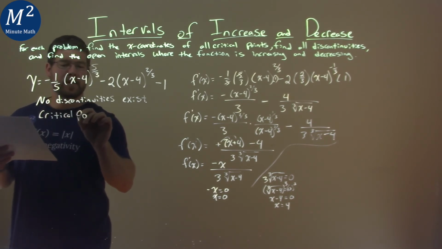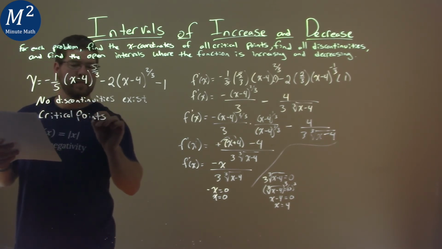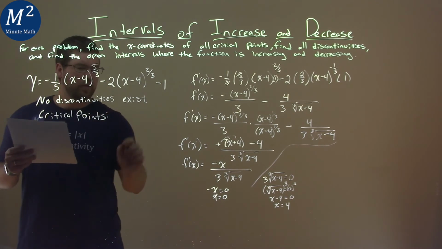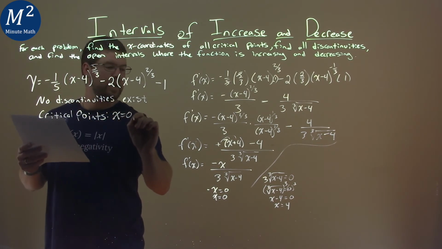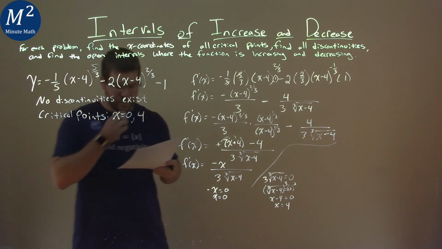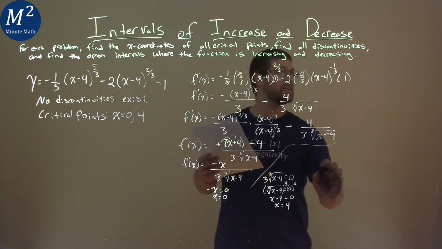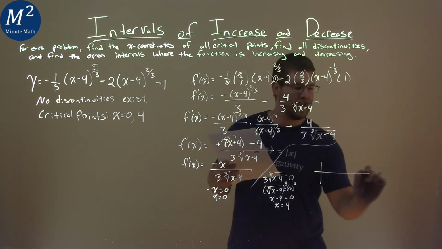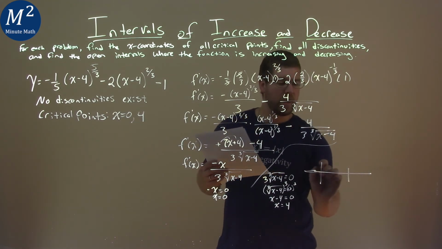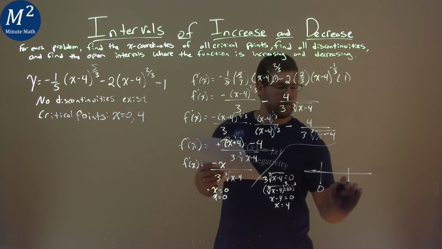My marker doesn't die on me here. I need markers. Critical points are at x equals 0 and a positive 4. So now we make our handy dandy little chart, which I think I can just fit right here. Make sure it's within my range of my writing. We have 0 and 4.